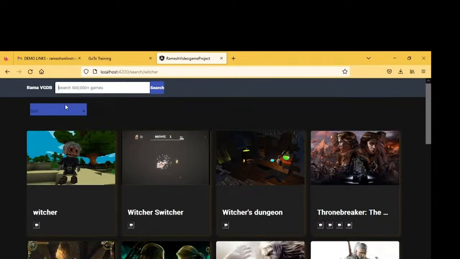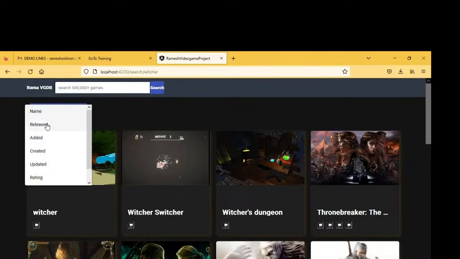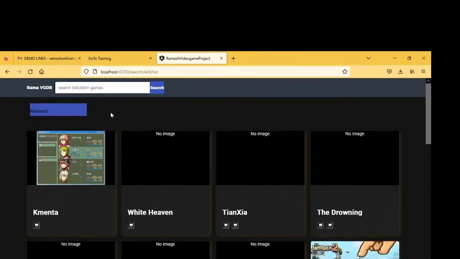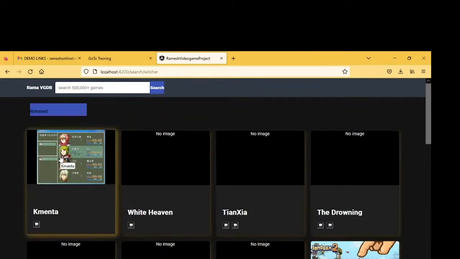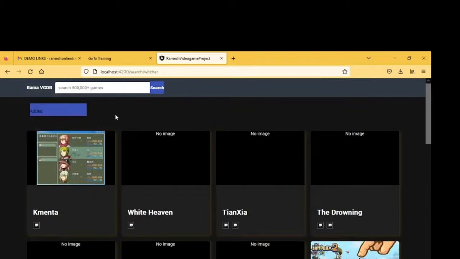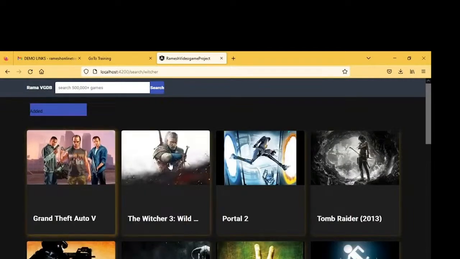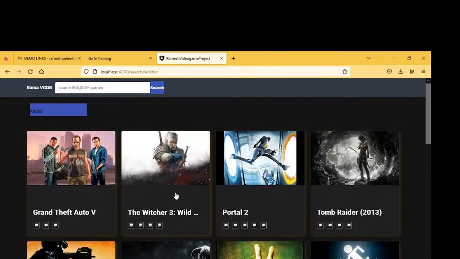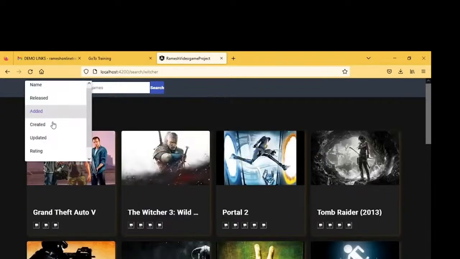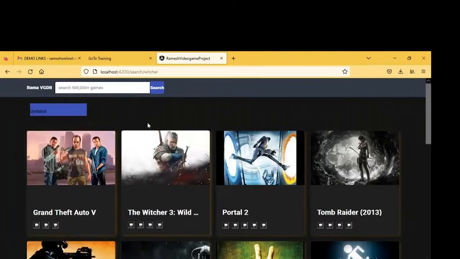Or else if you want to start, you can start it like this also. When it is released, see it? By release date they are coming. If there is no image, then only it will come like this, no image. If there is an image, that image will display here. Yeah, and all those things there. Updated.